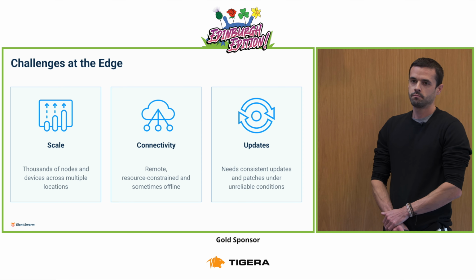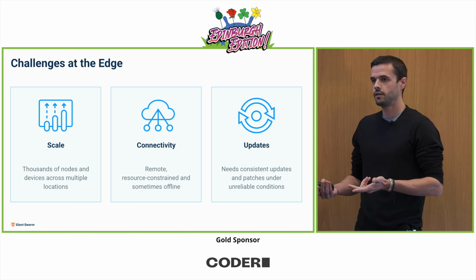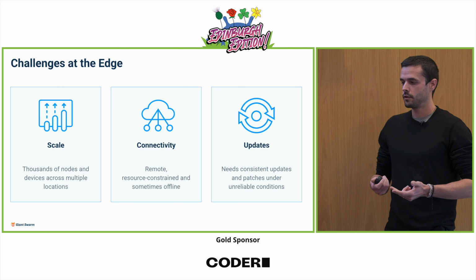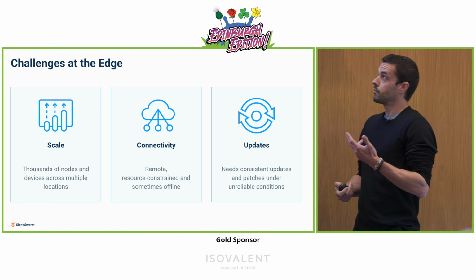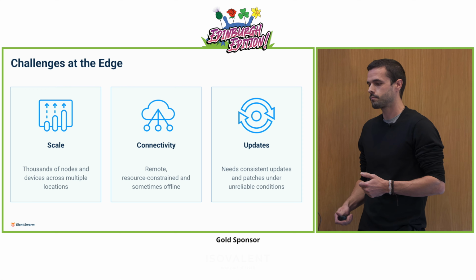So there are a few challenges to edge computing, like running workloads at the edge is different than running workloads in data center or in the cloud. So we might need to scale to thousands of small nodes on devices, which are often scattered across remote locations. Those locations will have bad connectivity, will be resource constrained. Regardless of that, we still need to ensure that these things get patched and updated consistently, just like any other Kubernetes cluster. Hence why we're back to these scale, connectivity, and updates challenges that we need to tackle.